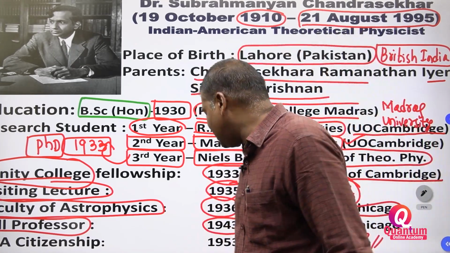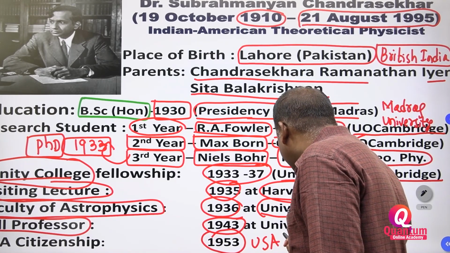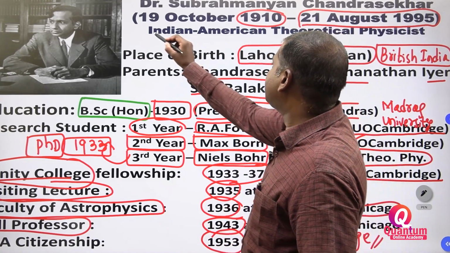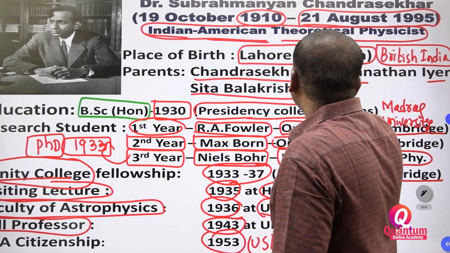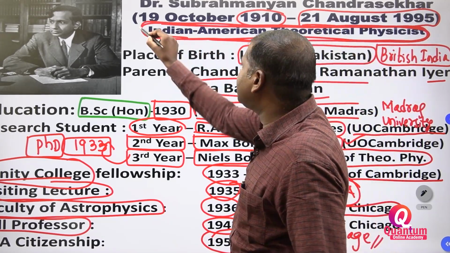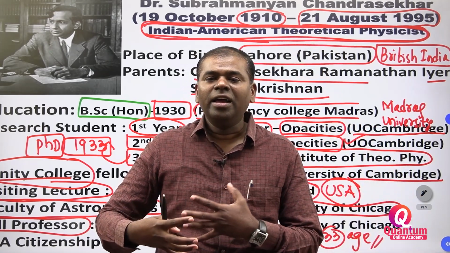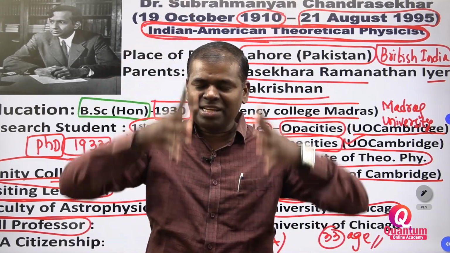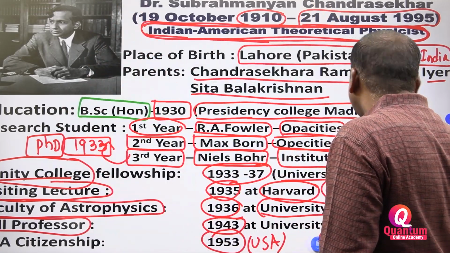He took the citizenship of the USA along with his wife Lalita. That's why he is an Indian American theoretical physicist. Dr. Subrahmanyan Chandrasekhar was an Indian American theoretical physicist. He is the most intelligent Indian American theoretical physicist. Till now, so many Nobel Prizes are coming in the same area. That area will be burning for 1,000 years also. Right? That is the thing you have to see.